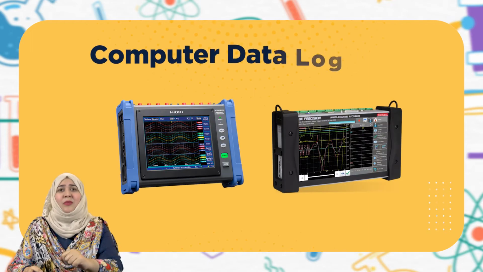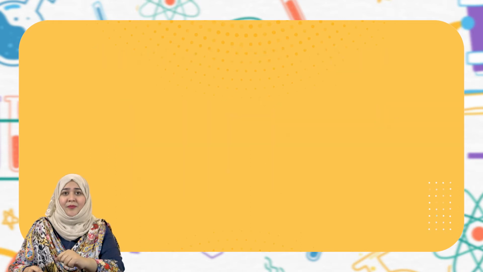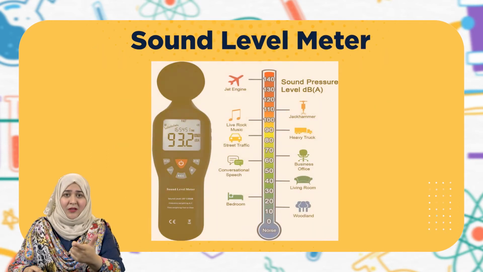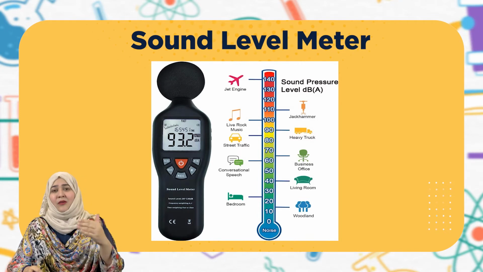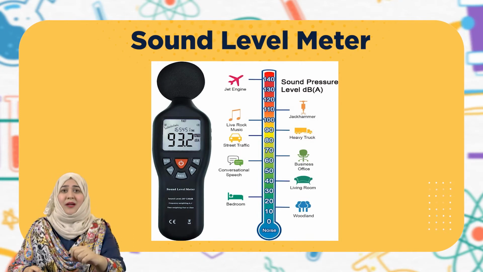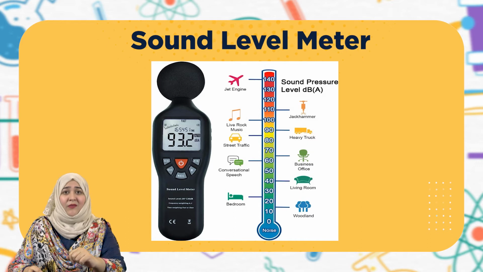This is how a simple computer data logger looks like. Here we have a sound level meter. It measures the sound. If the sound is very loud, more decibels would be shown by the sound level meter. If the sound is low or soft, fewer decibels would be shown by the sound level meter.